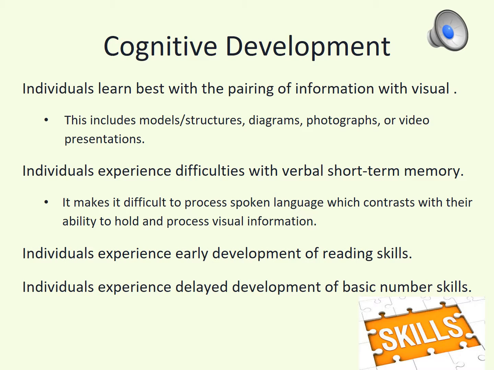In terms of cognitive development, individuals learn best with the pairing of information with visual images. This is also known as a visual learner. Individuals experience difficulties with verbal short-term memory. This makes it difficult to process spoken language, which contrasts greatly with their ability to hold and process visual information.